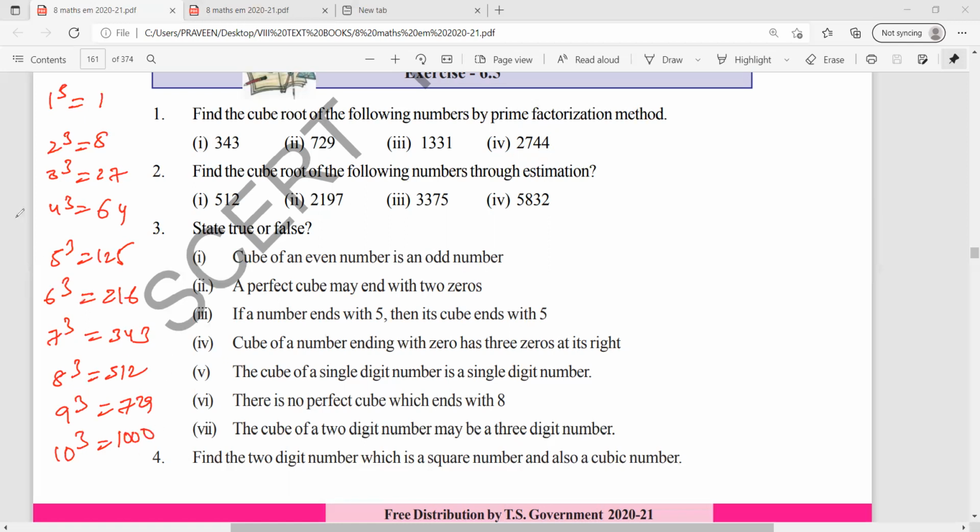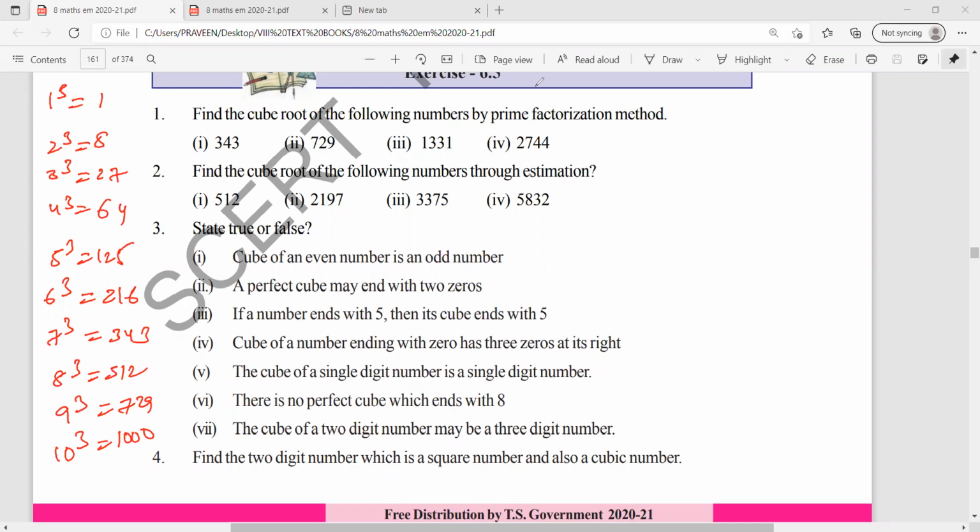First, you have to know these cubes from 1 to 10. You have to know them very clearly. When you are doing any problem, it will be helpful to you. I think it's very clear. Any doubt till this? Now let us try to find the cube roots by using the estimation process.